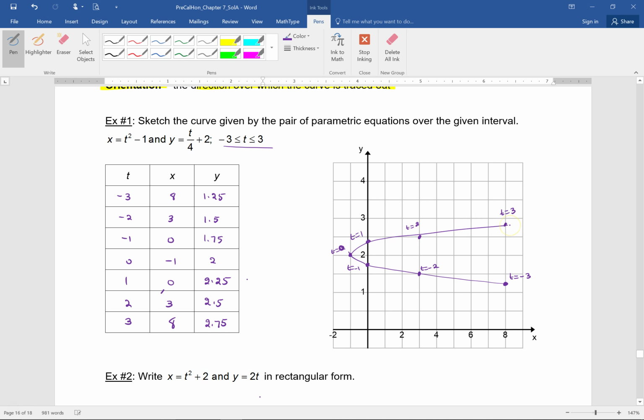This way. Now, your time interval is a closed interval. It starts at negative 3 and it ends at 3. So those are endpoints. Okay? And we're going to put in these little arrows to tell us the direction of the motion, the orientation of the curve, rather. So this way. All right? And there you have it. Your very first parametric equation.